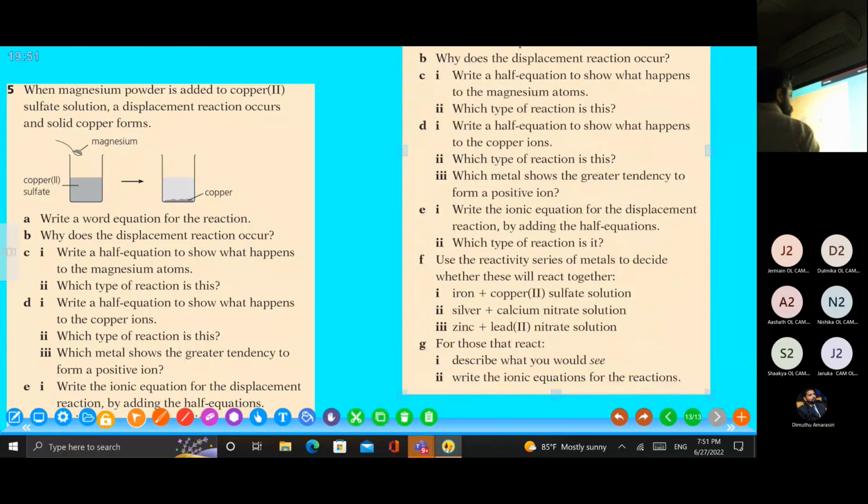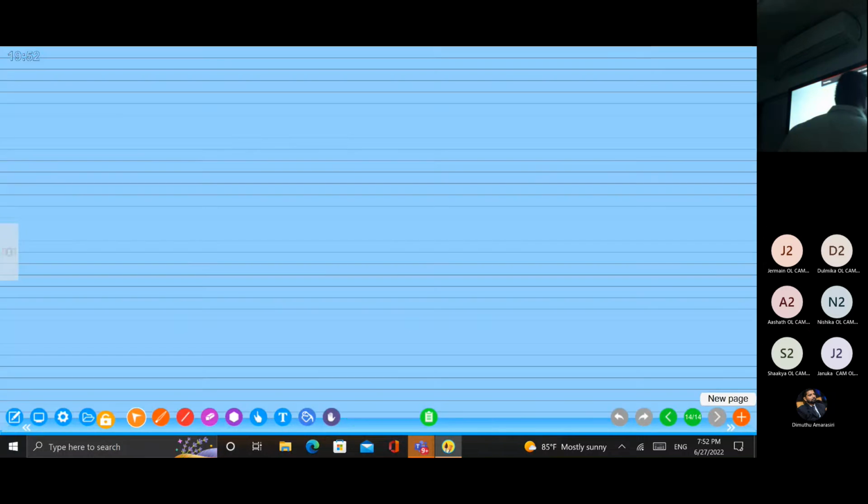So what's silver's valency? I need the number. What's the valency of silver? One. All right, so let's check the answers now. You are in part G. We will check the answers, otherwise there is not enough time to finish this.